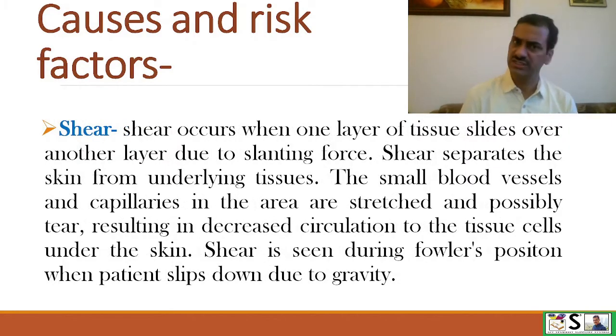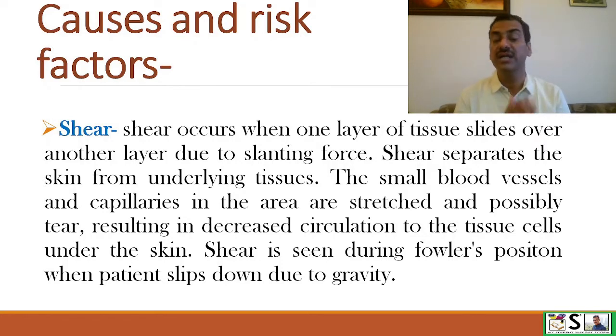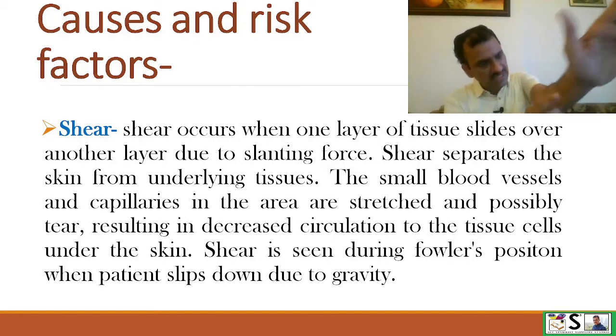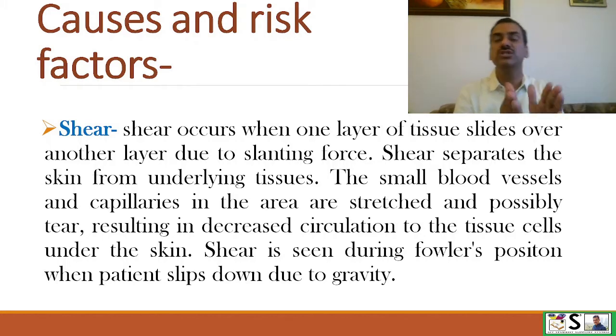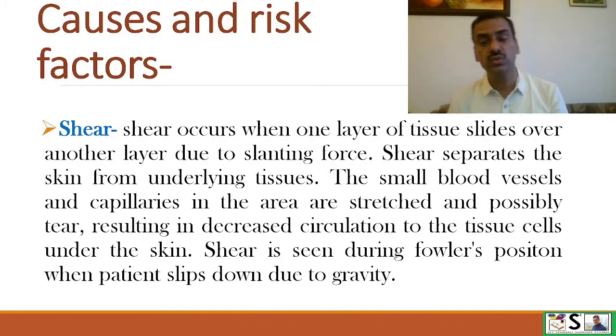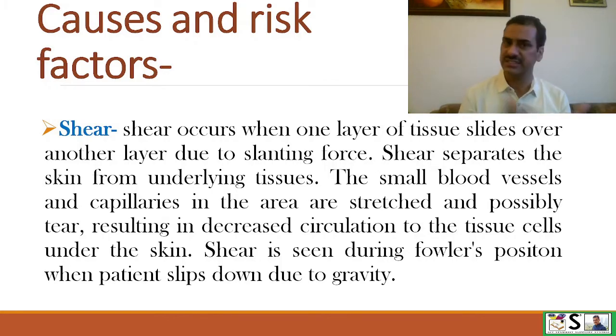Next is shear. What is shear? Shear occurs when one layer of tissue slides over another layer due to slanting force. Like this, when the force is applied in this way, then the skin and subcutaneous tissue, these two layers may tear. Shear separates the skin from underlying tissue. The small blood vessels and capillaries in the area are stretched and possibly tear, resulting in decreased circulation to the tissue cells under the skin.